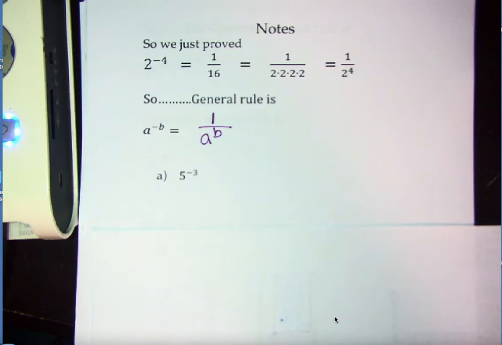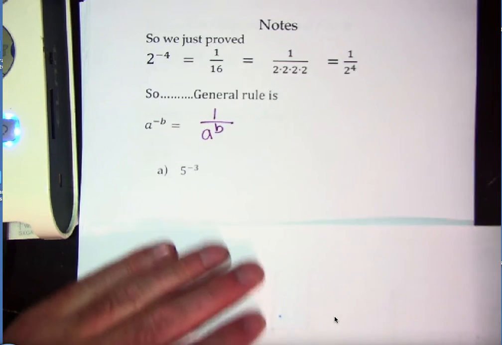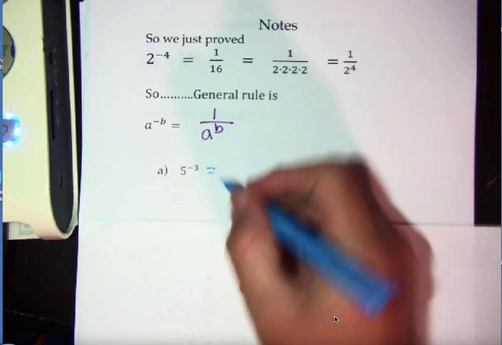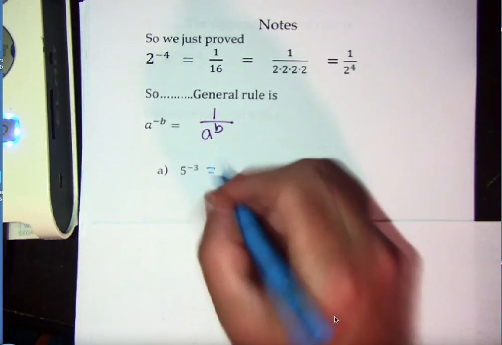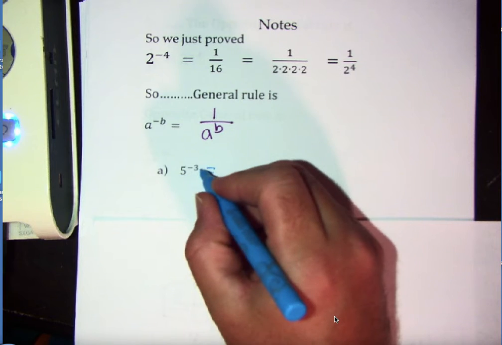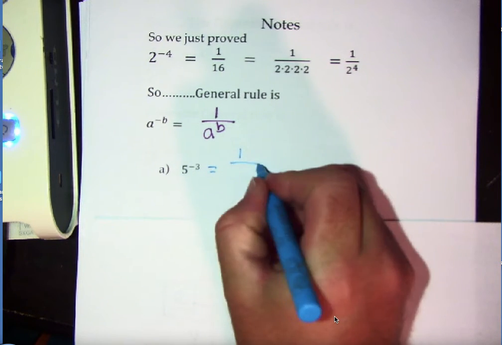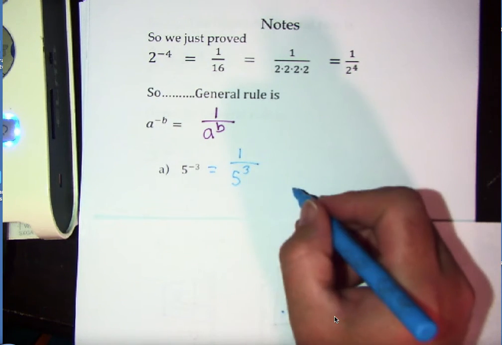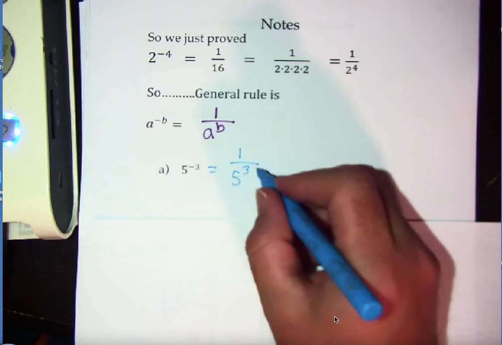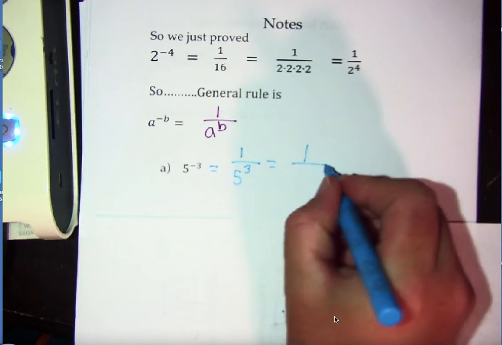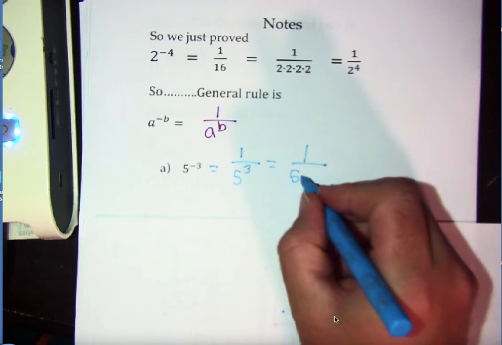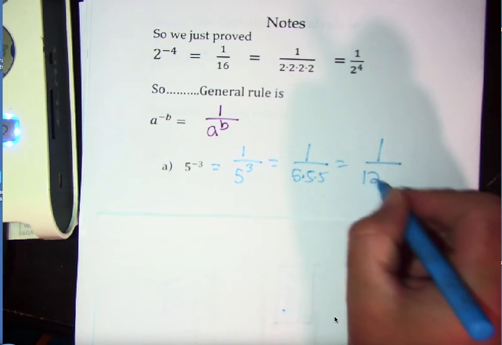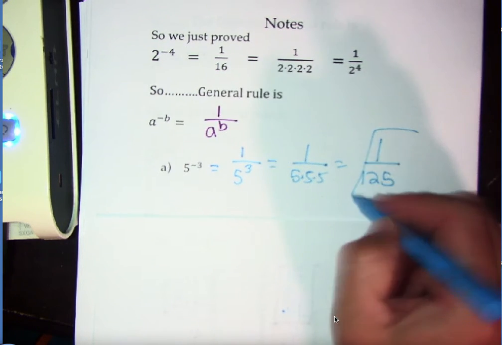Cool. So we're going to have to turn 5 to the negative third into a form where we can find its standard form. So 5 to the negative third is equal to 1 over the base of 5 to the positive 3 exponent, which is 1 over, in expanded form, 1 over 5 times 5 times 5, which is 1 over 125.